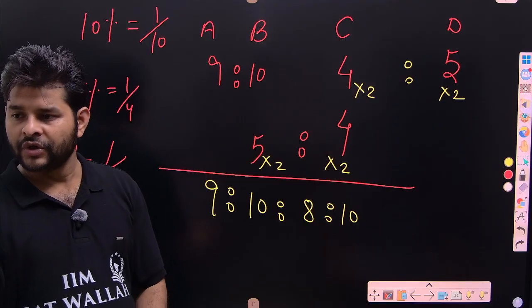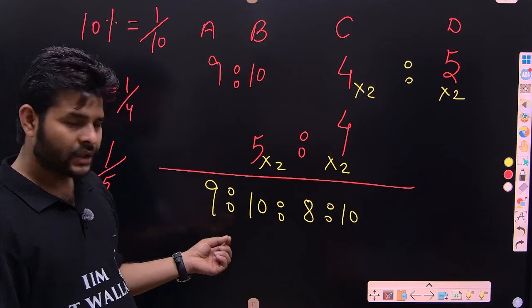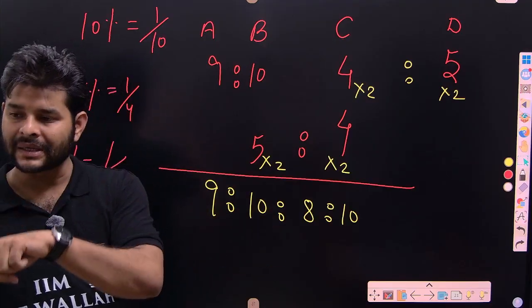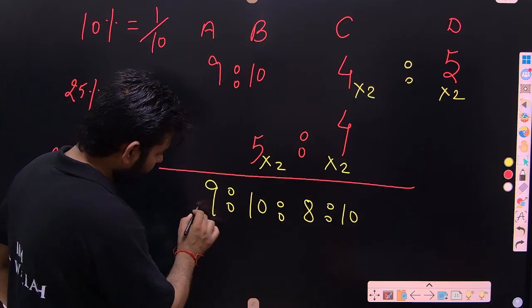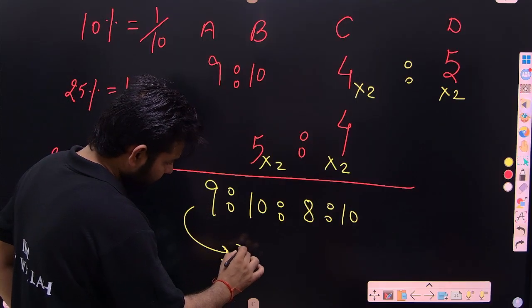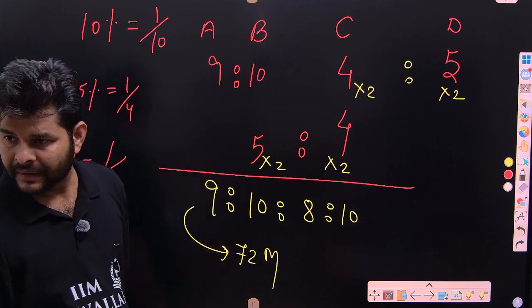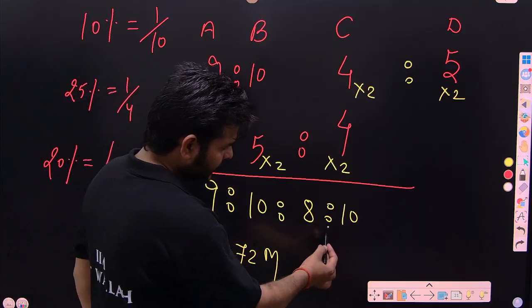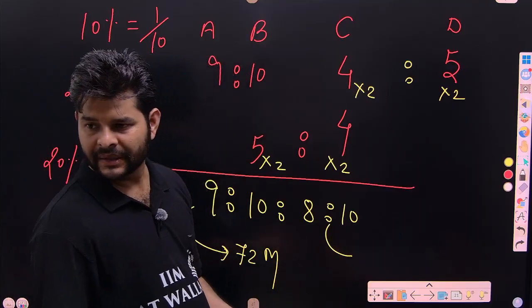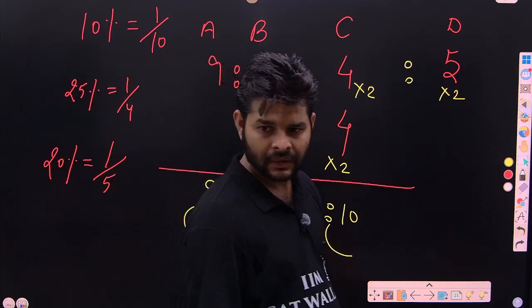Got it? Now the question is saying A got 72 marks. Over here, A got 9 units. So 9 units represent 72 marks. So 1 unit will represent 8, and D is 10 units. So 10 units will represent 80. Now, got it or not?